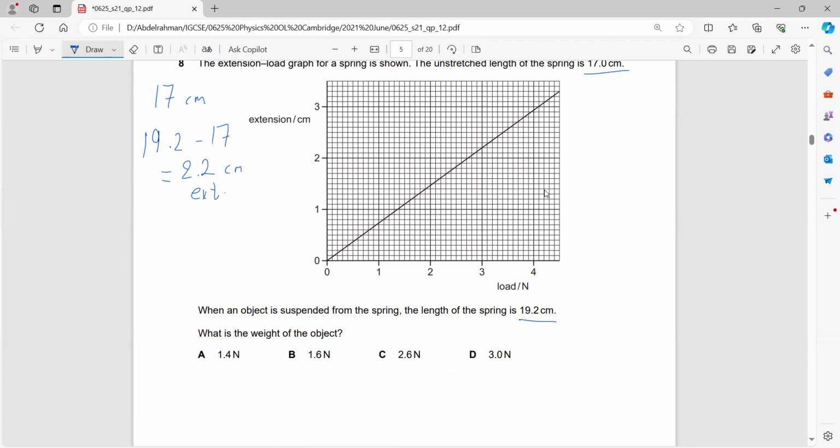From the extension, you will draw a horizontal line from 2.2. Draw a horizontal line very carefully until you reach the line on the graph, and then a vertical line, which would be 3 newtons. Again, you need to find the extension first, and then using the extension, you can find the load. Okay, good.